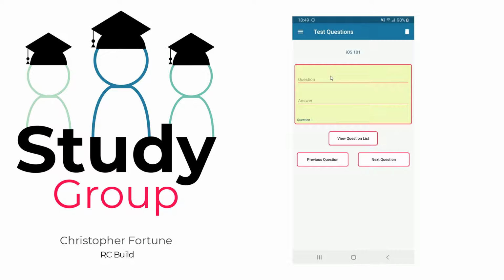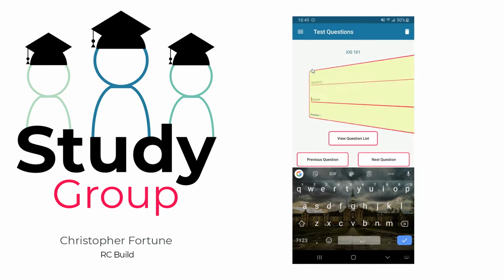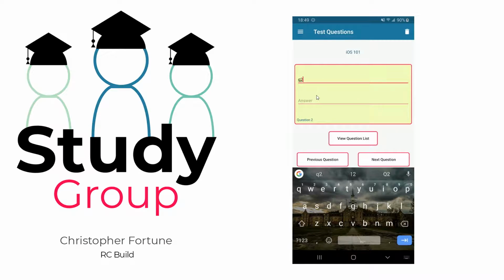So if we go ahead and finish filling this out with all the questions and answers, we'll go to next question. Now if the user wants to go back to the previous question they have already entered, they can do so. So let's go to the next question here. We'll say Q2, and A2. Next question, we'll say Q3, and then A3.